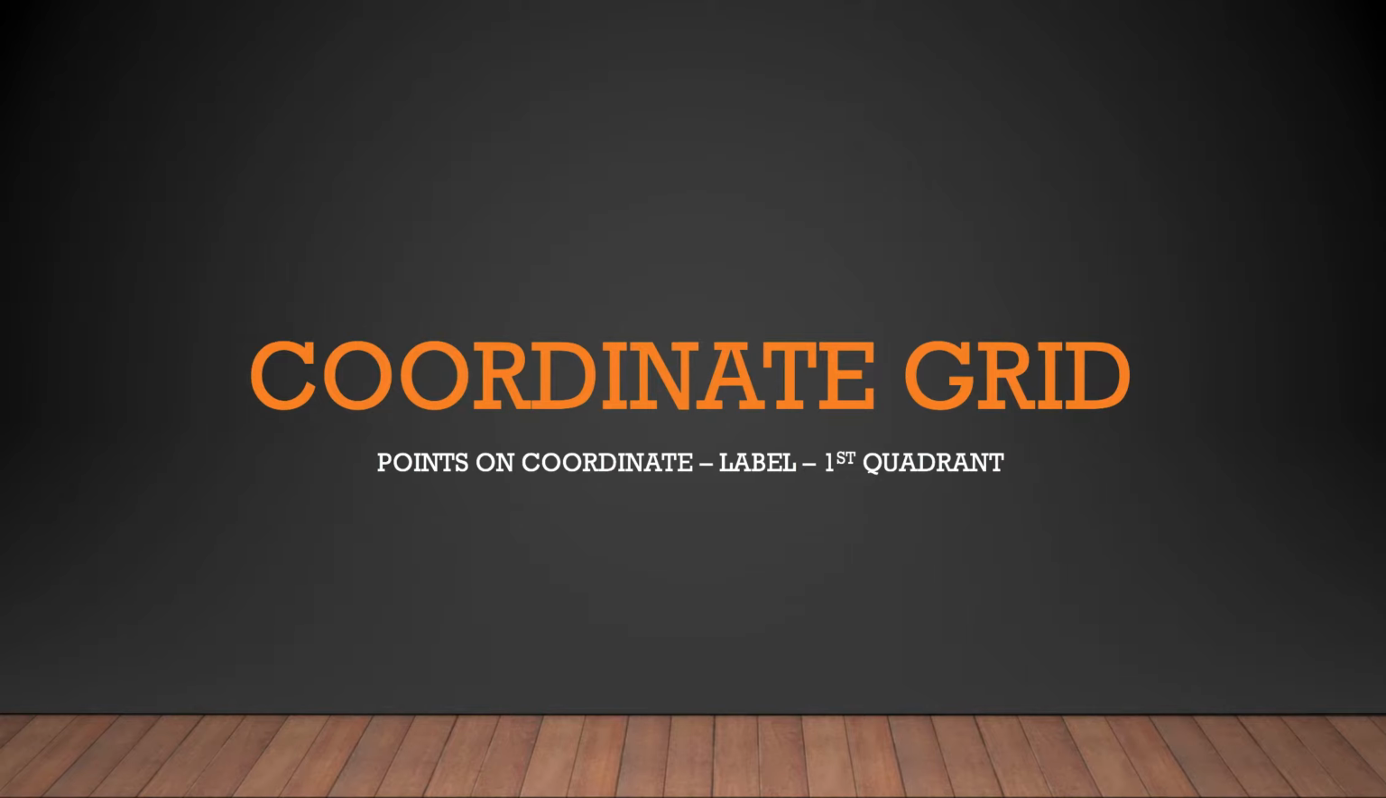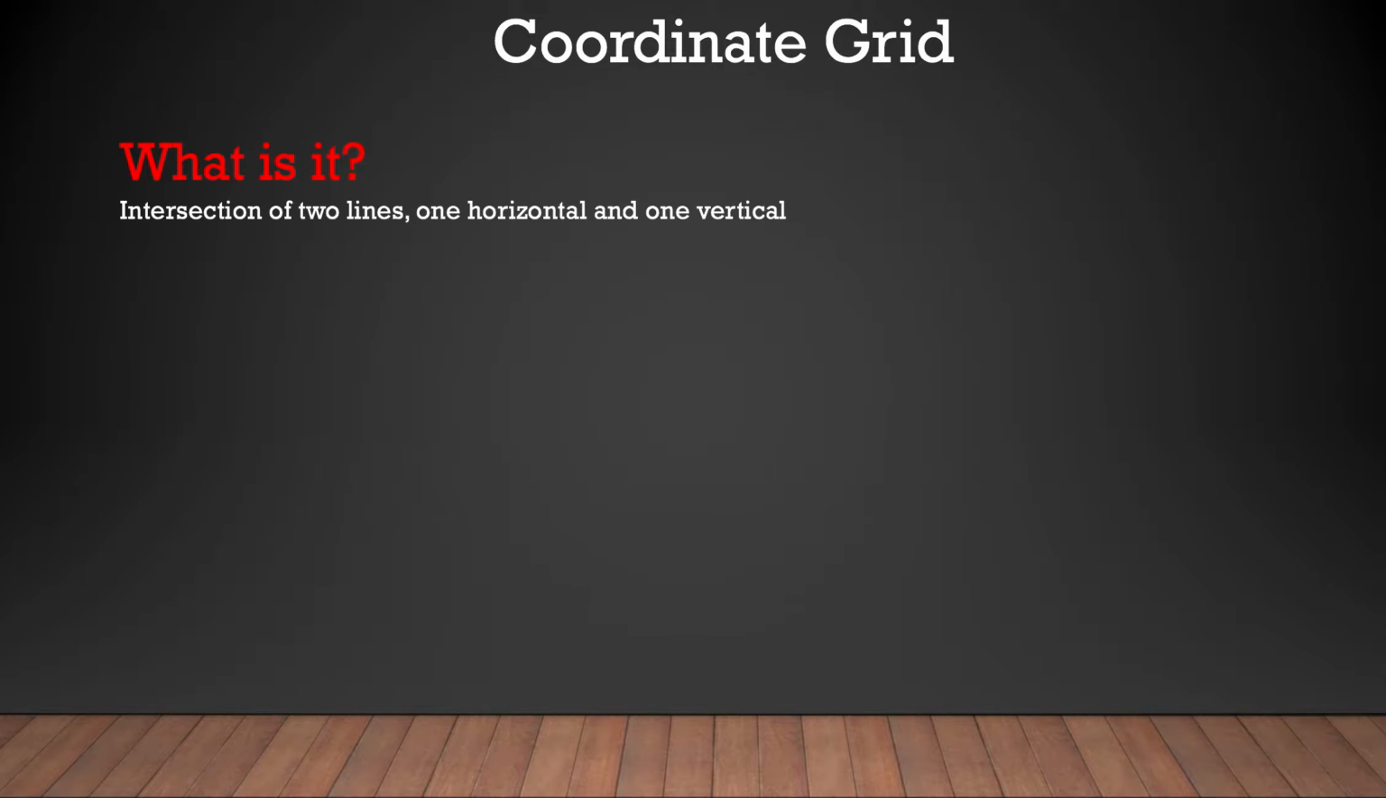Coordinate grid, points on a coordinate grid and label, first quadrant. What is it? The intersection of two lines, one horizontal and one vertical. Why? It could help a pirate find its buried treasure.